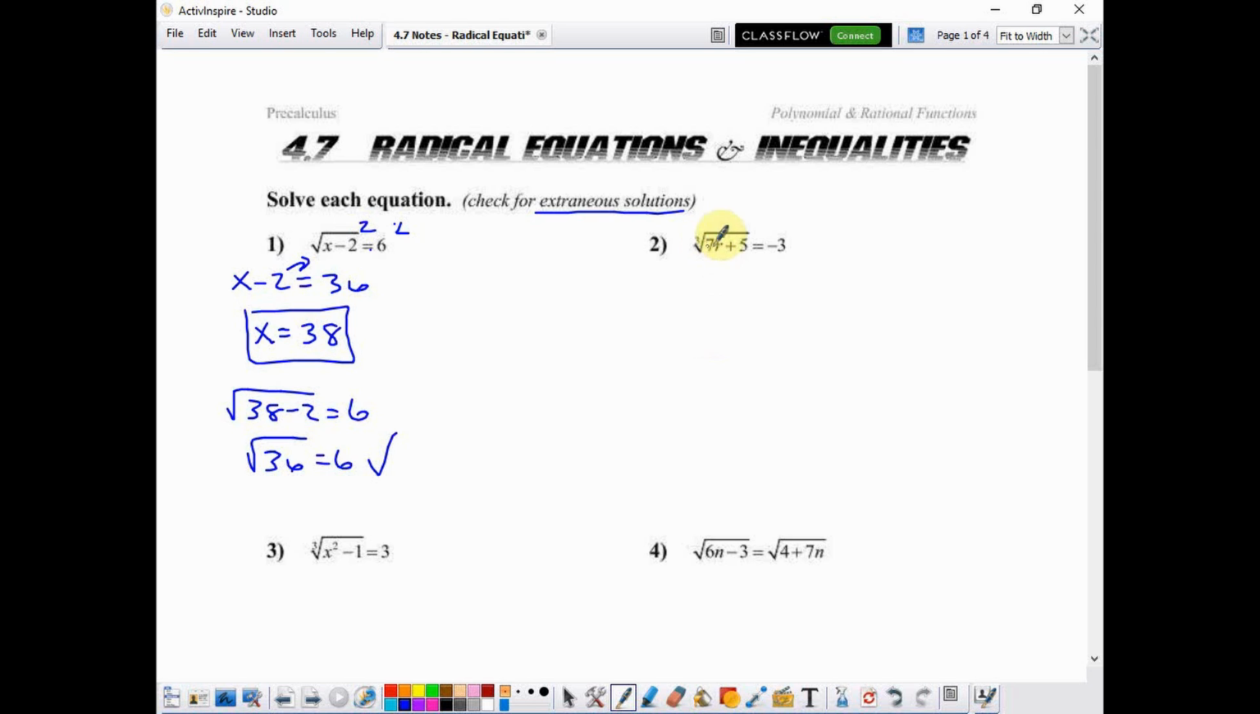In number 2, I've got a cube root, so I'm actually going to have to cube both sides. 7r plus 5 equals negative 3 times negative 3 times negative 3. That's negative 27. So I'm going to subtract that 5. And then divide by 7.